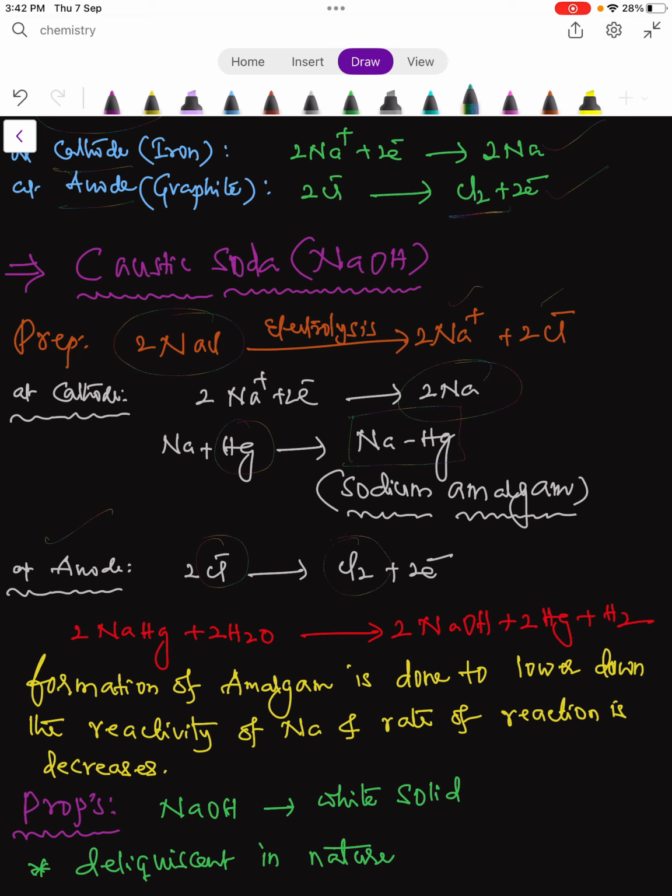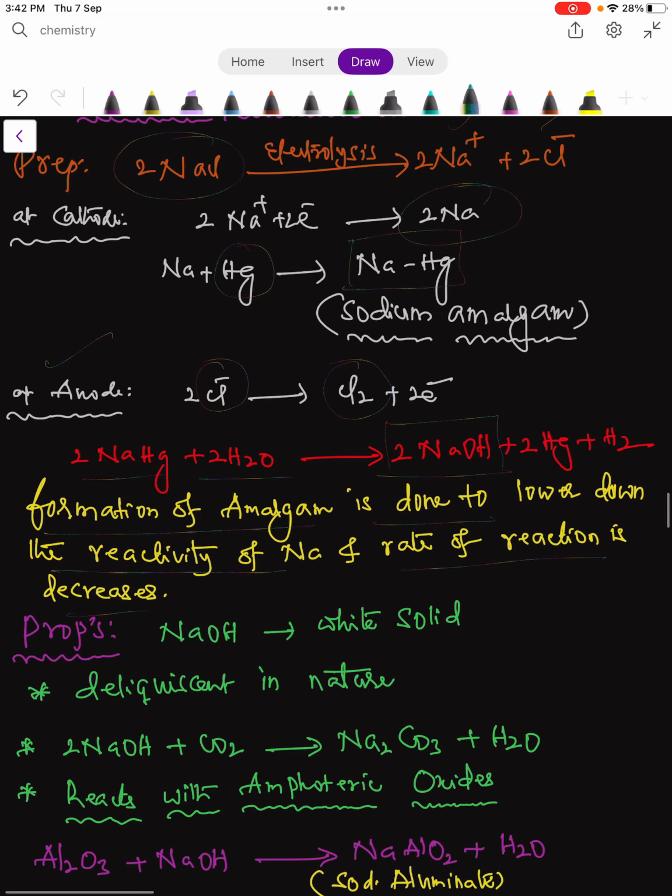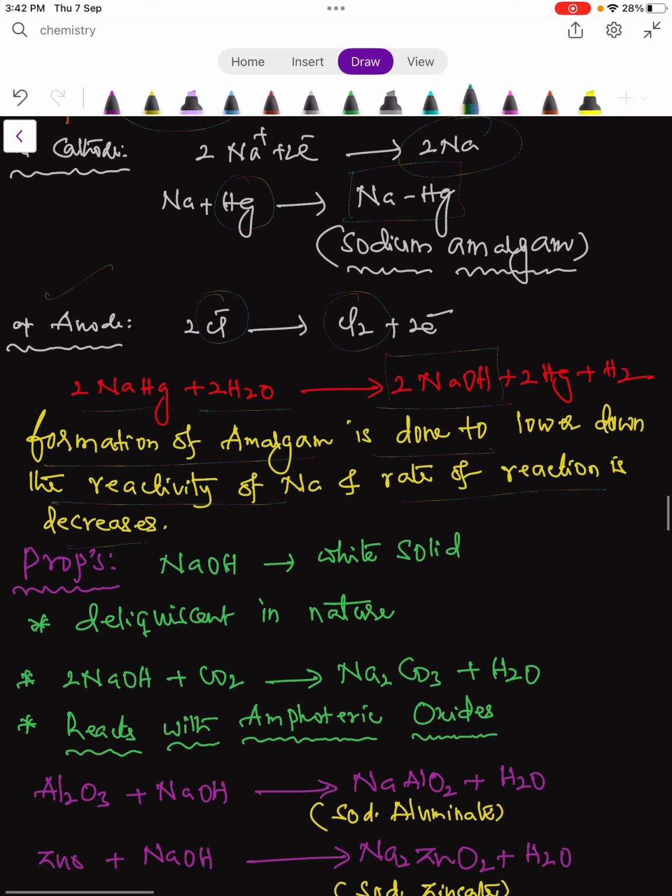The sodium amalgam that is formed reacts with water and forms sodium hydroxide. By which process is sodium hydroxide prepared this way? Nelson's process, you can say. Next, the Kastner-Kellner process also. Now, the formation of amalgam is done to lower the reactivity of sodium and decrease the rate of reaction. That is the reason we are adding mercury.